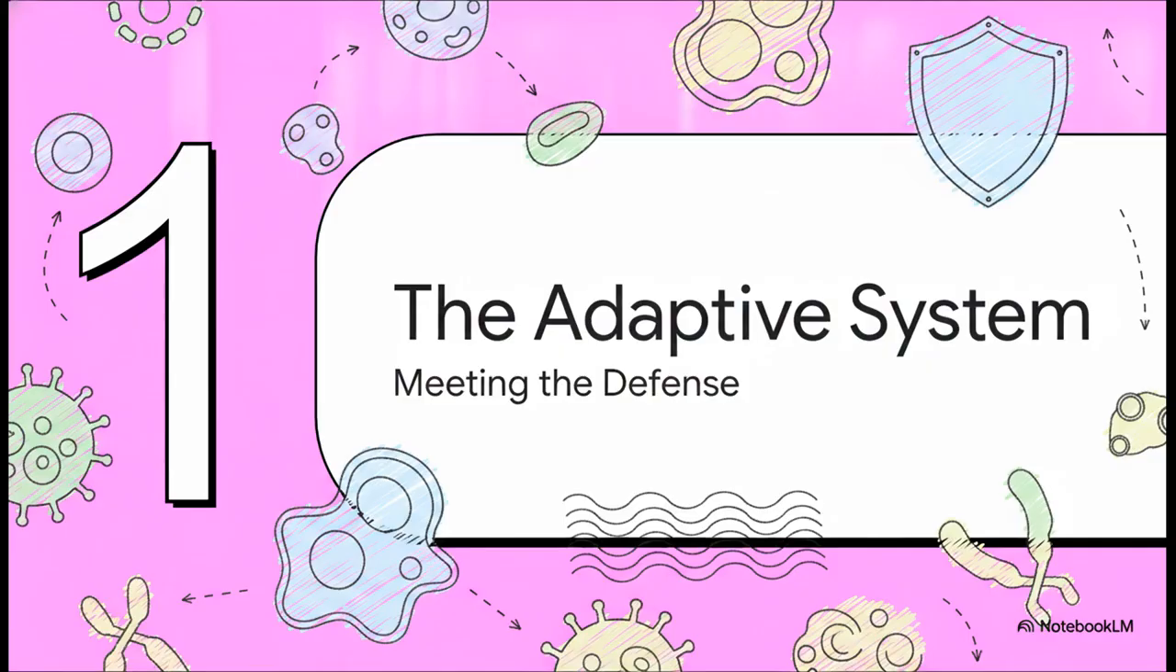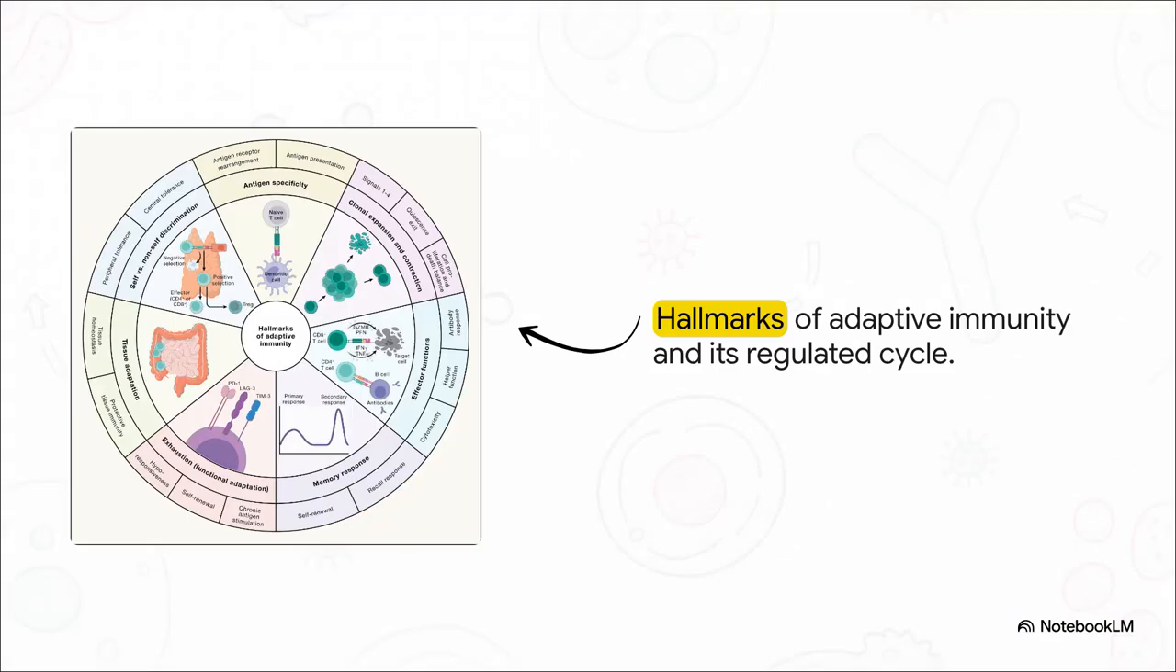Section 1. Meet the adaptive immune system. Looking at this graphic, it brilliantly captures the entire life cycle and all the hallmarks of an adaptive immune response. If we start right at the top in the purple section, we have antigen specificity. This is where a naive T cell, utilizing these incredibly specific receptors generated through complex DNA rearrangements, first recognizes an invader. And this process strictly relies on self versus non-self discrimination, so it doesn't accidentally attack your own body.